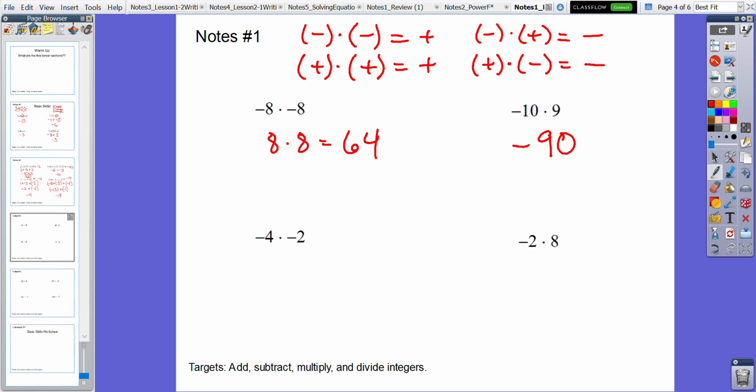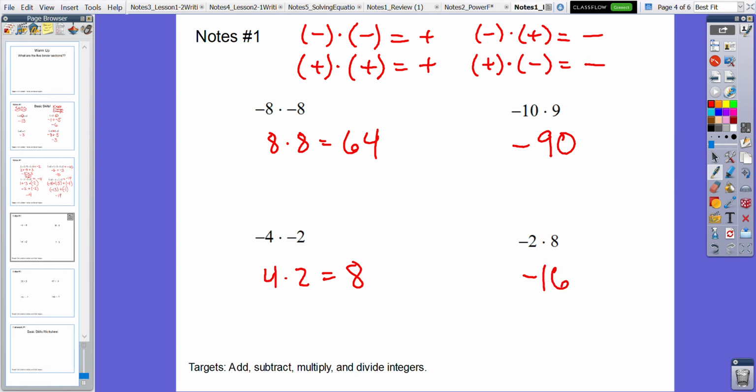Okay. Once again, right below the first one, negative times a negative means that this is going to be a positive number. So we can just look at this as 4 times 2, which is 8. Okay. And then negative 2 times 8. Negative times a positive means we're going to get a negative number. So 2 times 8 is 16. Negative 2 times 8 has to give me negative 16.